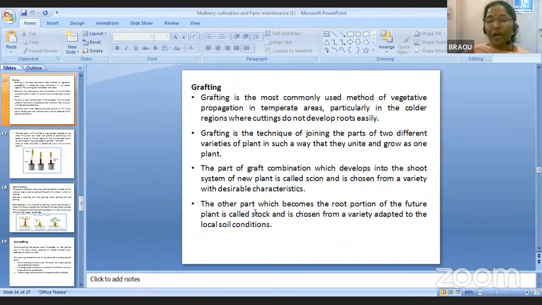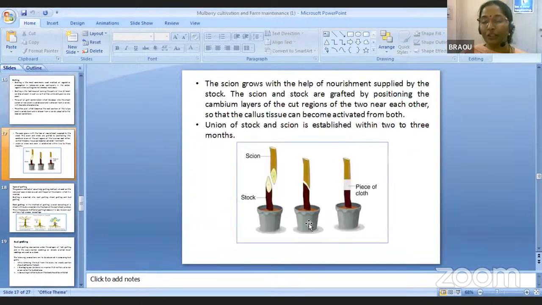So what is the stalk over here? The other part which becomes the root portion of the future plant is called the stalk, and the desired plant that you're going to take becomes the scion type. So you're going to select these two, you're going to graft them, and what you get is a beautiful plant in the future. So this is the picture where you can easily understand. This is the preferred plant that you want, which has the characters that you want in a plant. Over here, when you're talking about mulberry cultivation, you want very good glossy green leaves, with high quality proteins present in them, so that larval forms can eat and feed on them. So that's a scion. You're going to select that scion.